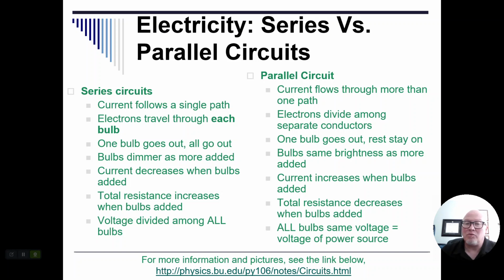Current increases when bulbs are added, and the total resistance decreases when bulbs are added, because as soon as you add another pathway, you reduce the amount of resistance across the whole circuit. So all bulbs across the circuit will have the same voltage, whatever the voltage of the power source is.